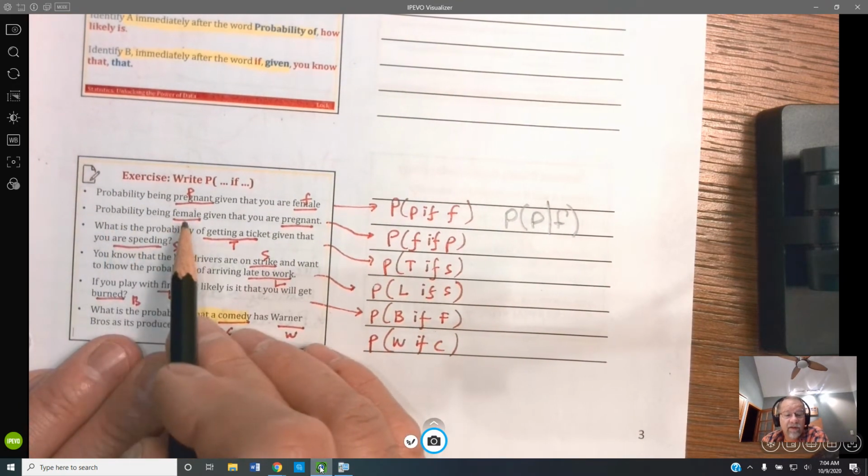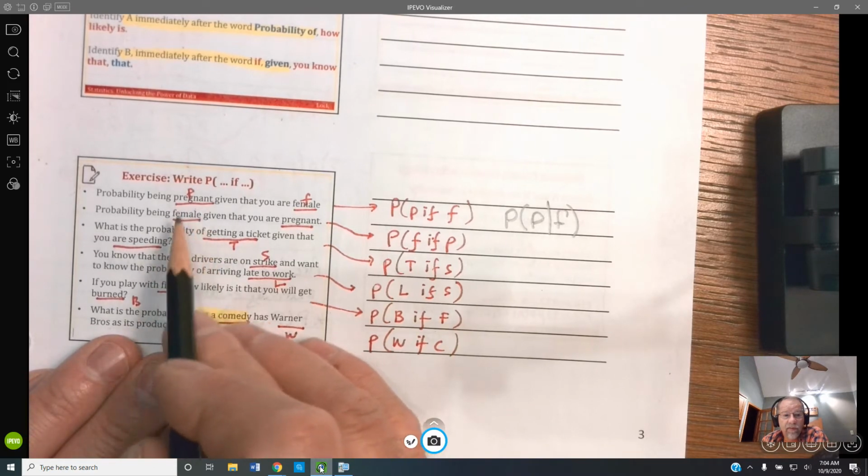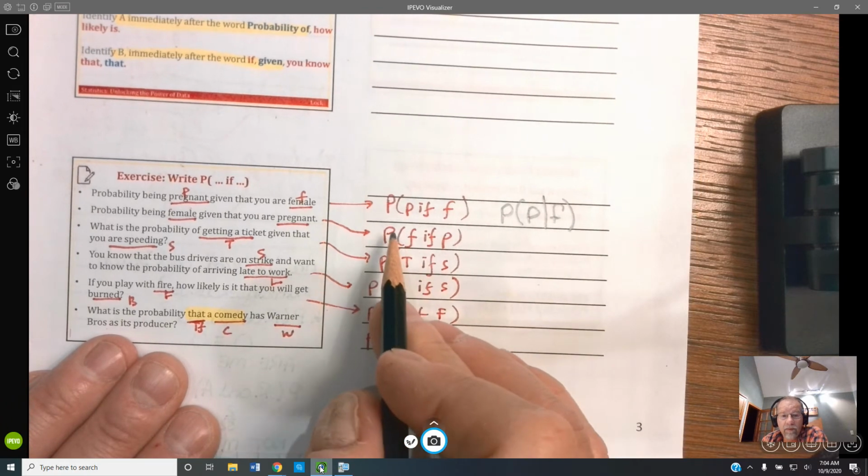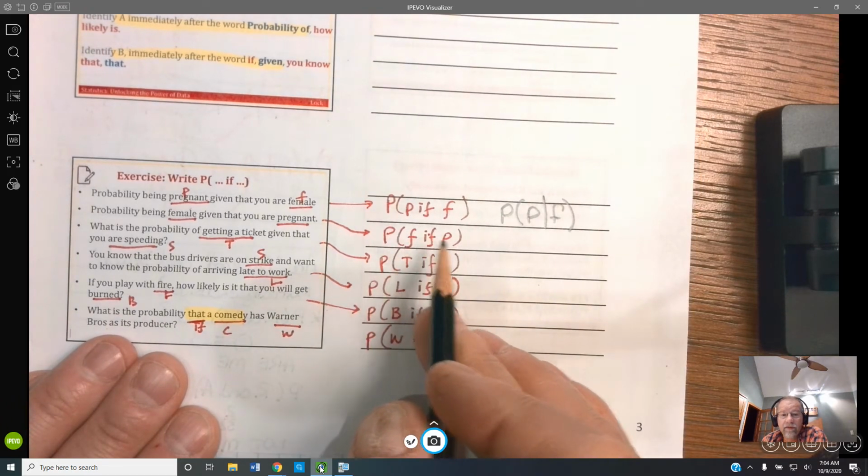Second one. What's the probability of being female? So now as we change, I want the probability part for a female, and I want you to be pregnant first. Okay, well, probability female if pregnant first.